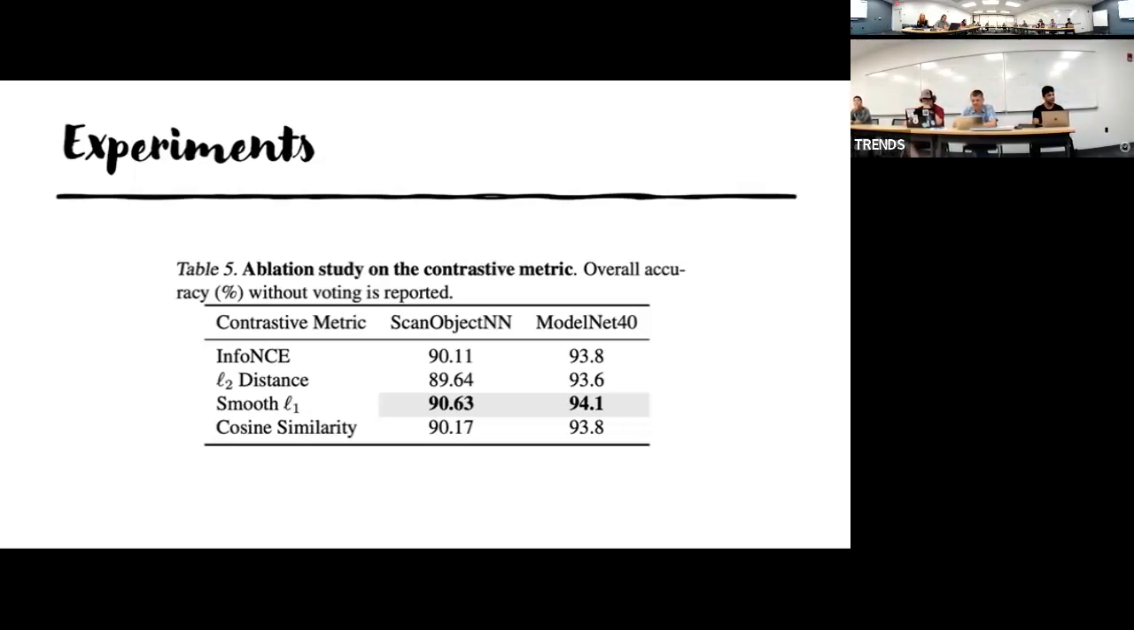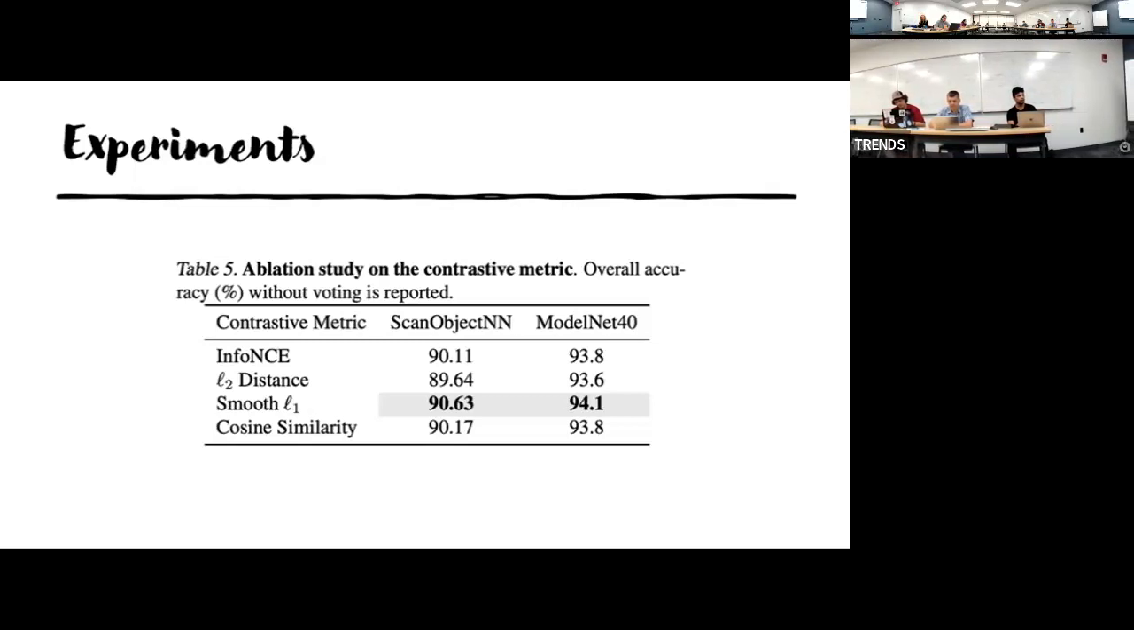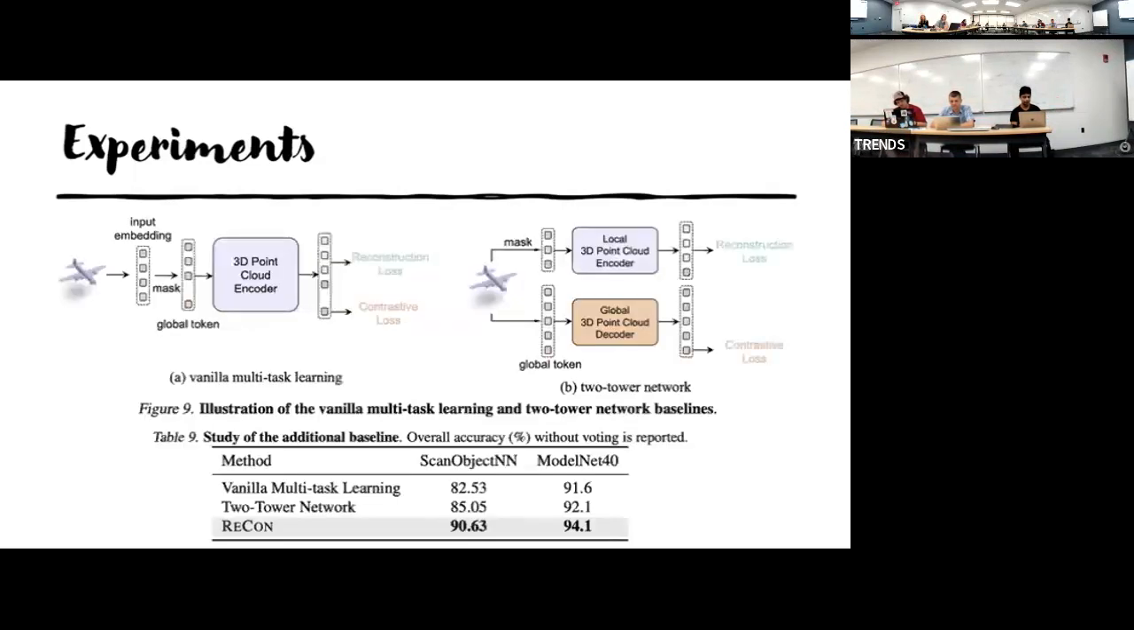Yeah. So that was surprising to me because I thought for any contrastive metric, InfoNCE works much better in all cases. Although it's very, very close, smooth L1 is still performing much better than that. Cosine similarity is also better than InfoNCE, so that's again surprising to me.